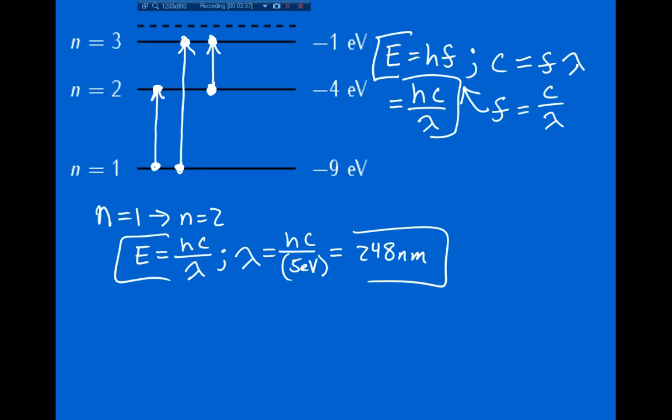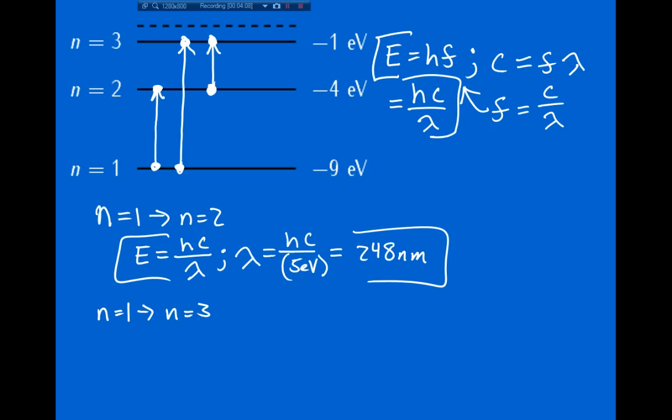So looking at the next transition, the n equals 1 to the n equals 3 state, we can see that that corresponds to increasing the total energy of the electron by 8 electron volts, because we'll be moving the electron from a state where it has minus 9 electron volts up to a state where it has minus 1 electron volt. So the electron's energy will increase by 8 electron volts. That means that the photon has to carry with it 8 electron volts of energy.